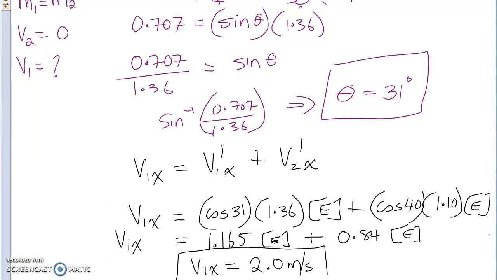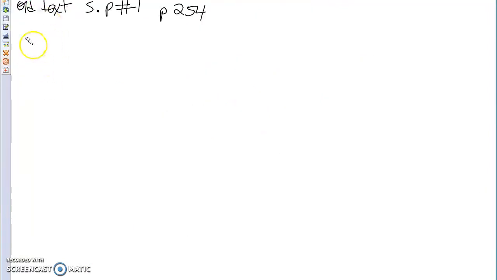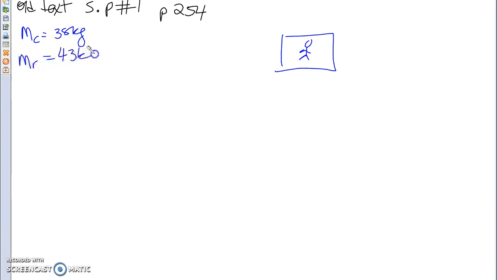So the question is from the old textbook again, sample problem number 1, page 254. The question says a 38 kilogram child is standing on a 43 kilogram raft. So you've got a raft and you've got a child standing on it. There's my art. So the mass of the child is 38 kg and the mass of the raft is 43 kg.